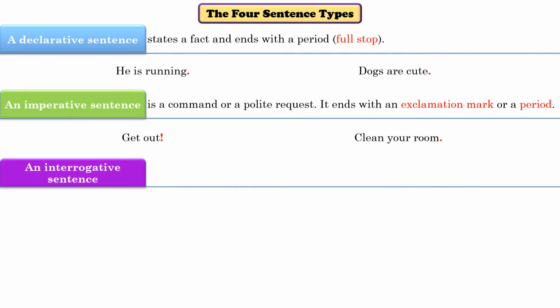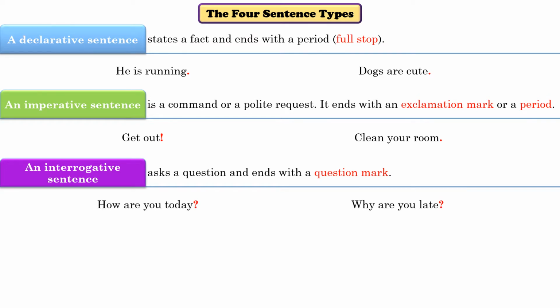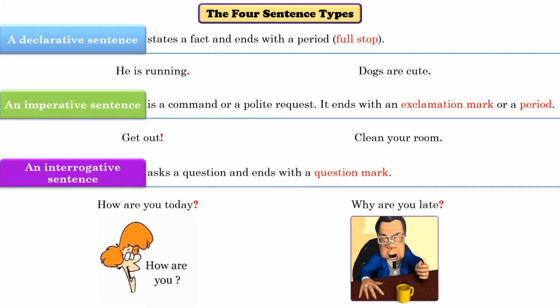An interrogative sentence asks a question and ends with a question mark. Examples: How are you today? I'm fine. Why are you late?